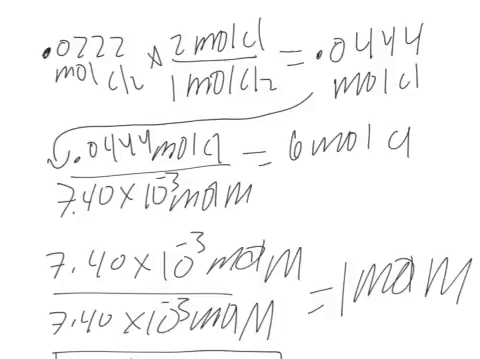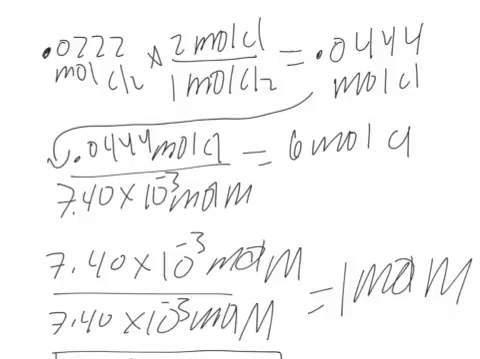And then from that, we use the mole ratio converted to just chloride. Mole ratio is 2 moles of Cl per every 1 mole of CO2. And then we get 0.0444 moles of chloride. And then from there, we divide that by the moles of M. Divide that by 7.40 times 10 to the negative 3 moles of M, and then you get 6 moles of Cl.